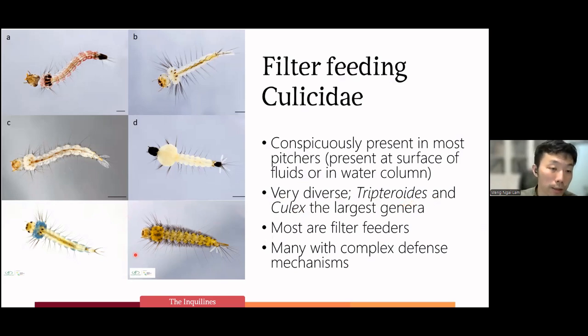Some of the interesting ones like this, Tripteroides, Nepenthes. You can see the number of setae is very dense, probably to assist with some sort of defense against predators. So they're very complex defense mechanisms. Some of them like this, the way they swim is very interesting. They barely move in the water column so that they don't alert visual predators to their presence. Very interesting. Here you can see this is Uranotaenia, this is Armigeres, this is a Culex, this is a Tripteroides, this is a Tripteroides. So yeah, many different species.